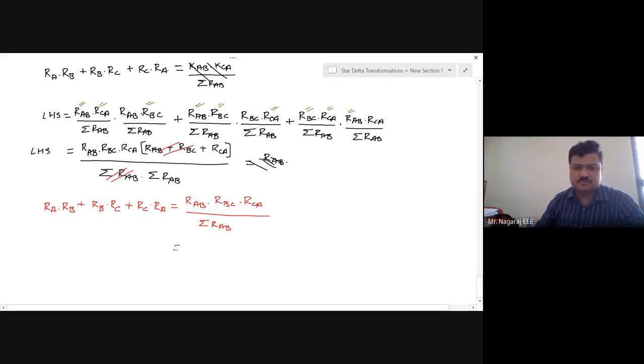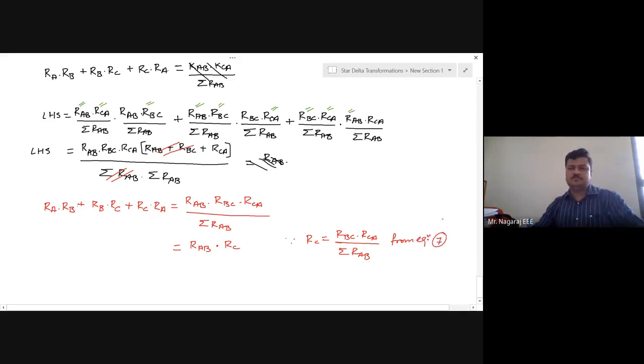Or if I want RAB to remain, I will take it as RAB. I will keep it as it is. RBC into RCA divided by RAB, I will take this as RC, because RC is equals to RBC into RCA divided by summation RAB from equation 7.